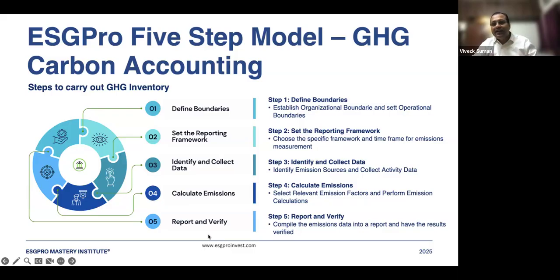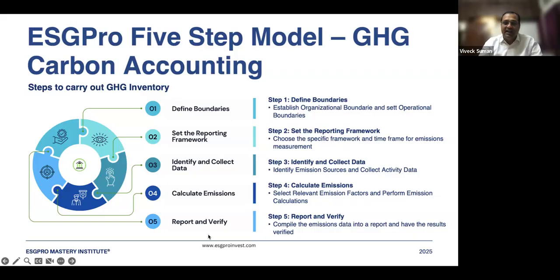Fourth step is calculate the emission. And I'm going to go into detail on all this; right now I'm just giving you a brief. Calculation, as you have seen in the free session, is not rocket science. However, the nuances are important to understand. In calculation, selecting the relevant emission factor is the trick of the trade. If you understand that clearly, nobody can beat you in the GHG accounting market.